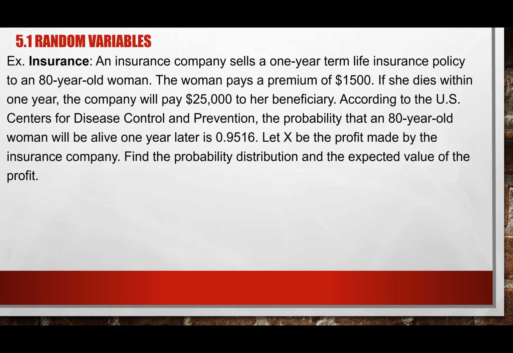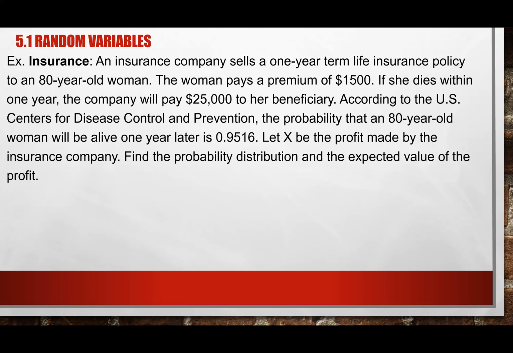The story is an insurance company sells a 1 year term life insurance policy to an 80-year-old woman. The woman paid a premium of $1,500. If she died within 1 year, the company will pay $25,000 to her beneficiary. According to the United States Centers for Disease Control and Prevention, the probability that the 80-year-old woman will be alive 1 year later is 0.9516, which is 95%. Let X be the profit made by the insurance company. Find the probability distribution and the expected value for the profit.